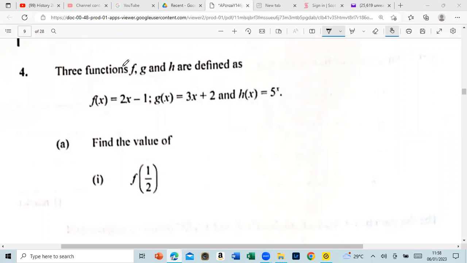Number three says three functions f, g, and h are defined as f of x is 2x minus 1, g of x is equal to 3x plus 2, and h of x is 5 to the x. It says find the value of f of a half. So first, we have to identify what f is and write it back. F of x is equal to 2x minus 1.